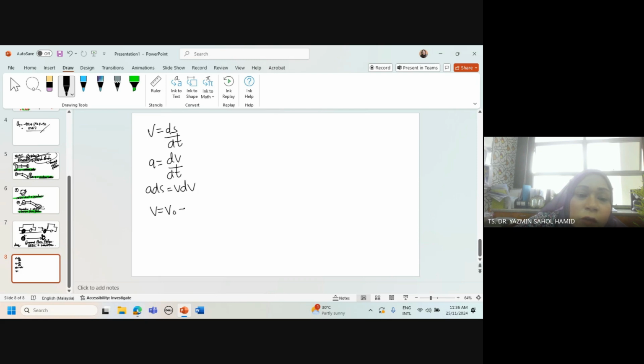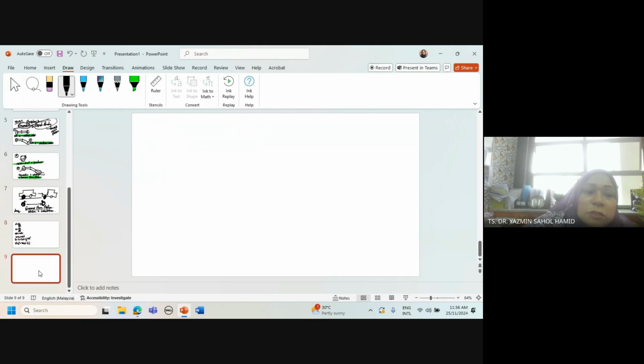Then we have the constant acceleration formulas. v equals v naught plus a_c t. s equals s naught plus v naught t plus 1/2 a_c t squared. v squared equals v naught squared plus 2 a_c (s minus s naught). This is the formula that we learned in kinematics. We're still going to use these formulas in rigid body, but we have additional formulas. What are the additional formulas?